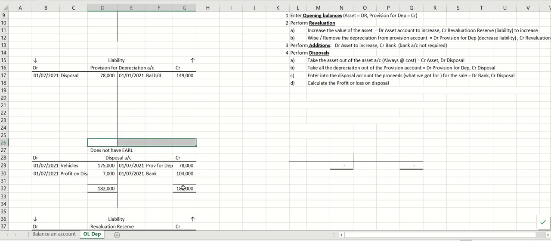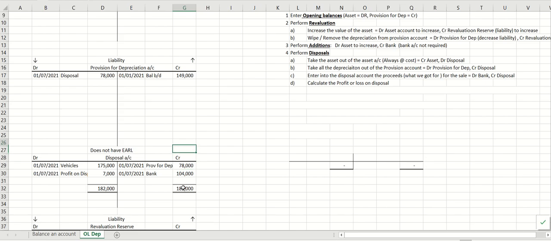Okay, so that's what we do in our disposal account. There's no balance CD, no balance BD. The missing number when you do those steps, we call it a profit if it's on the debit side. We call it a loss if it's on the credit side. Profit or loss on disposal.